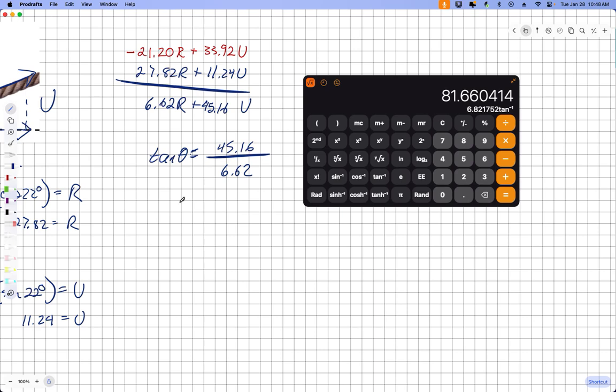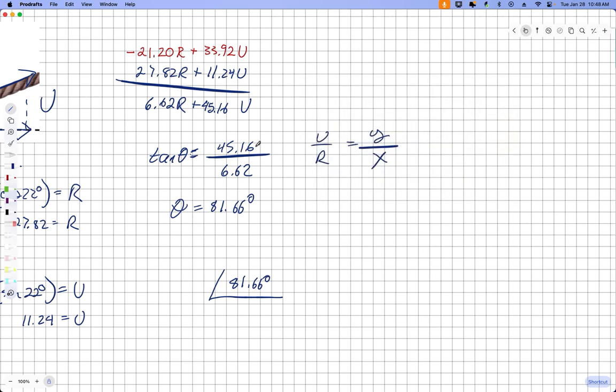This is your degree of measure. So theta is equal to 81.66 degrees. That's your angle. So that would go in here. 81.66 degrees. And now we're just going to use Pythagoras' theorem to find the length of the vector. So all we have to do is put it in here.